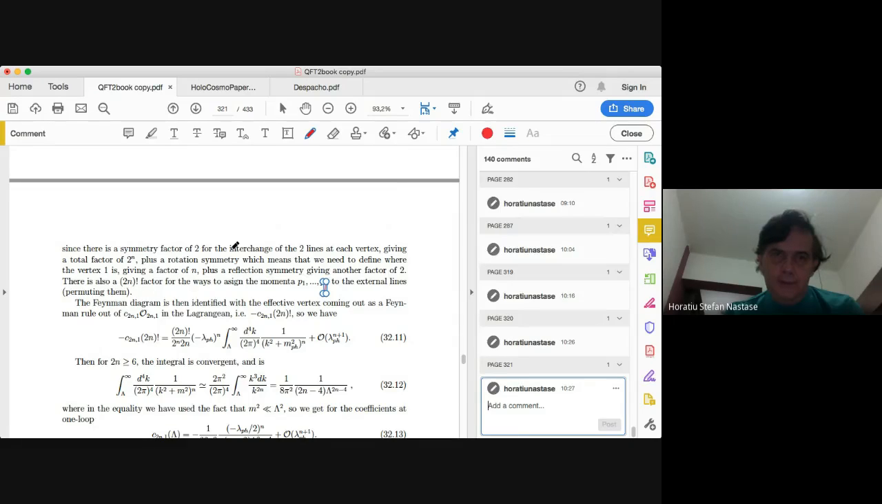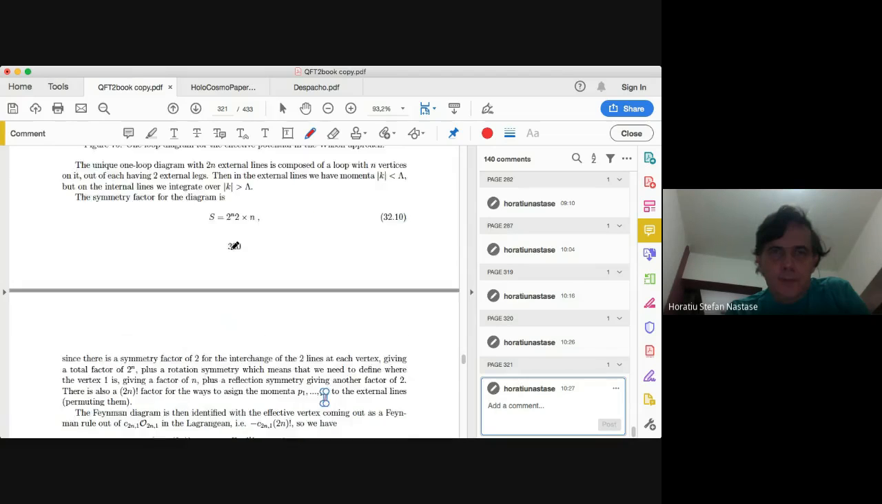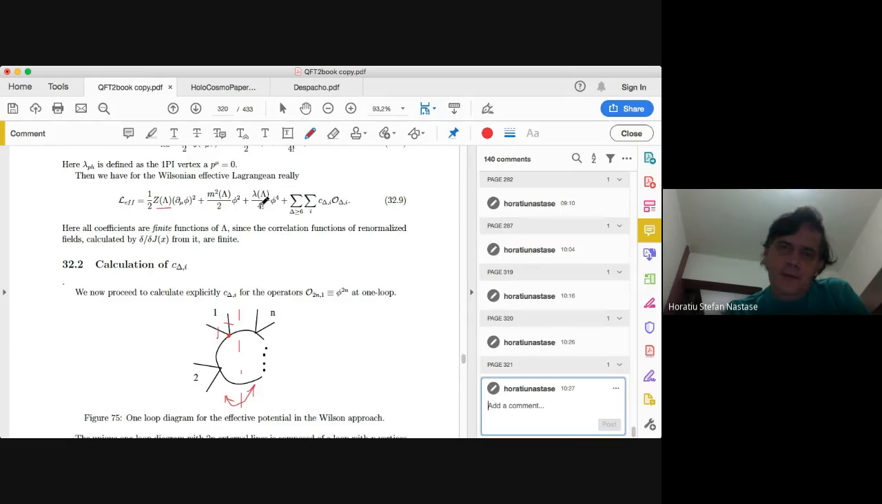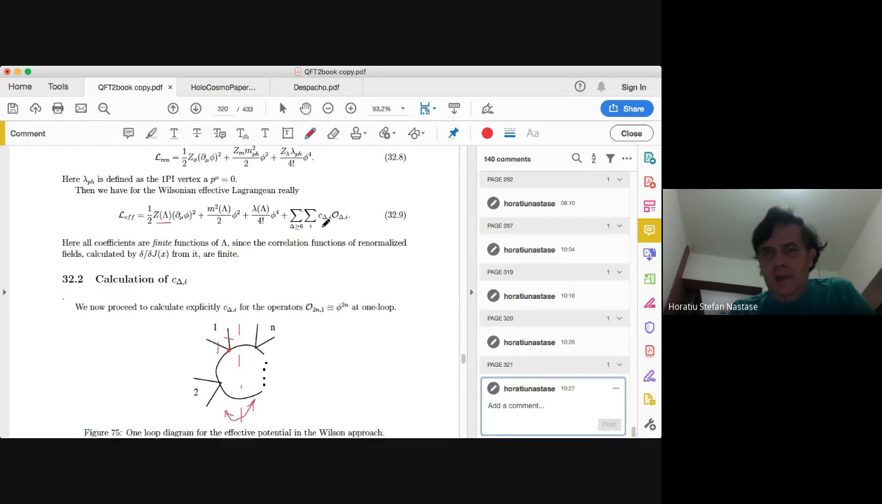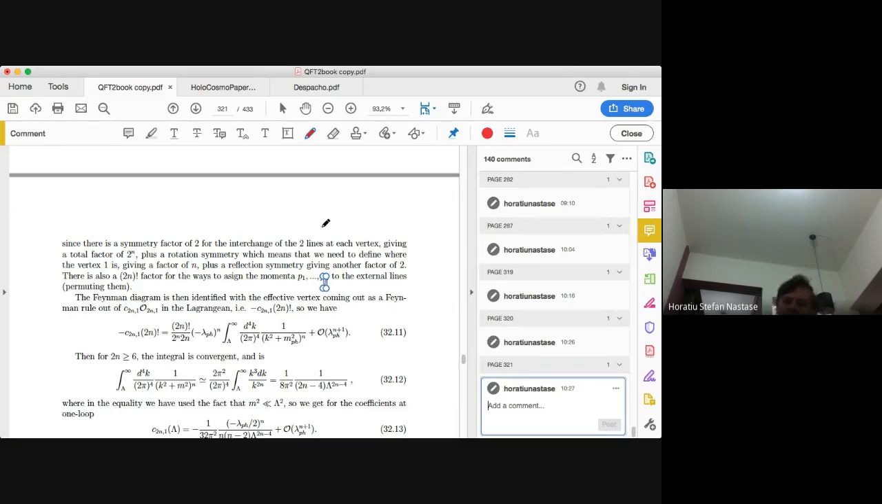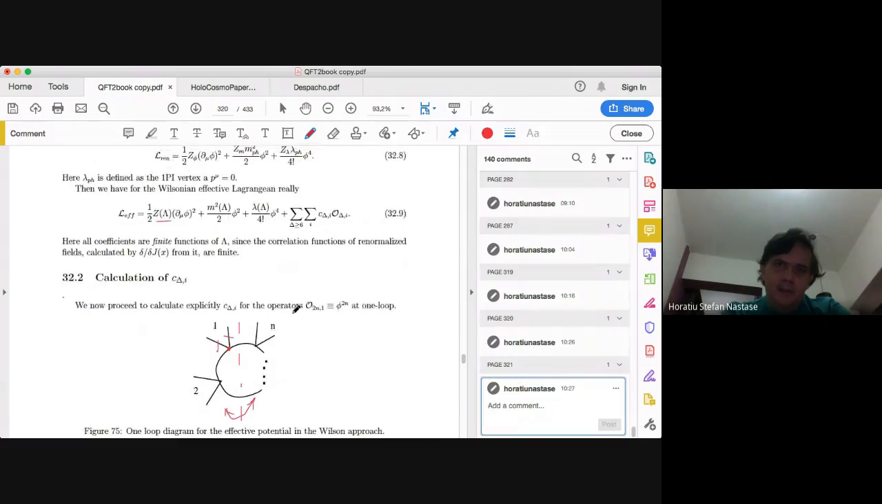Yeah, sorry, I mixed up the thing. I was thinking about O4, but now we're looking at O2n, not n equal to 2. So in a general 2n, I write the coefficient C2n, but then the Feynman rule coming out of this C2n would be minus C2n times this number of phi's factorial, so 2n factorial, in the same way as in here.